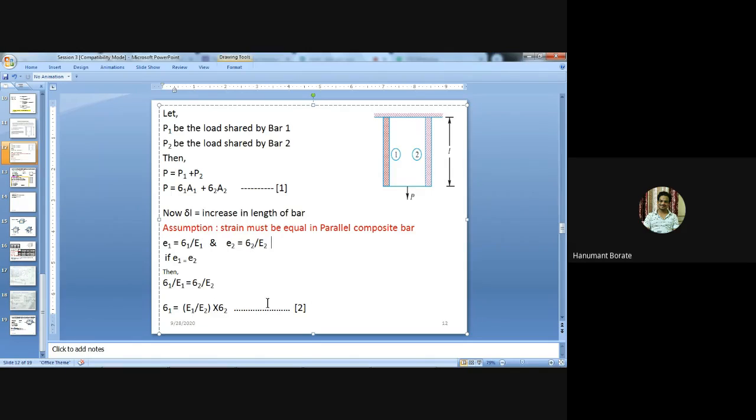By these two equations, we can easily find the stress and strain. But we need to understand these two equations: P equals sigma 1 A1 plus sigma 2 A2, and sigma 1 equals E1 by E2 into sigma 2. I will solve one problem on the concept of this composite parallel system.